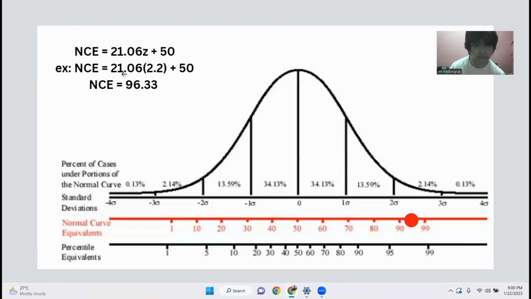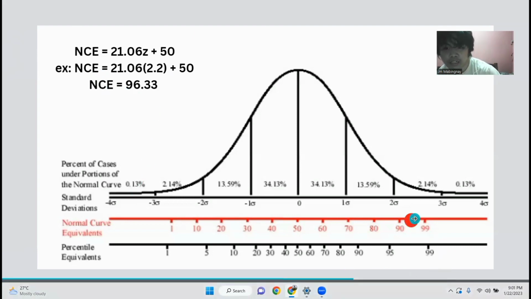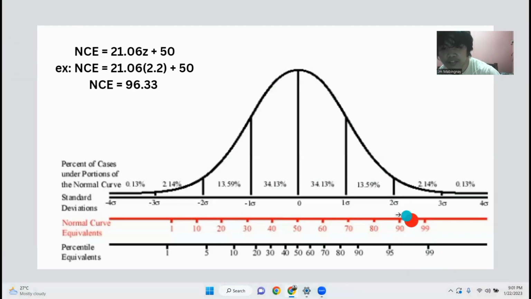21.06 times 2.2 equals 46.33, plus 50. So the NCE is 96.33. And if you mark it, it is somewhere here, at the red dot. So that is the normal curve equivalent.